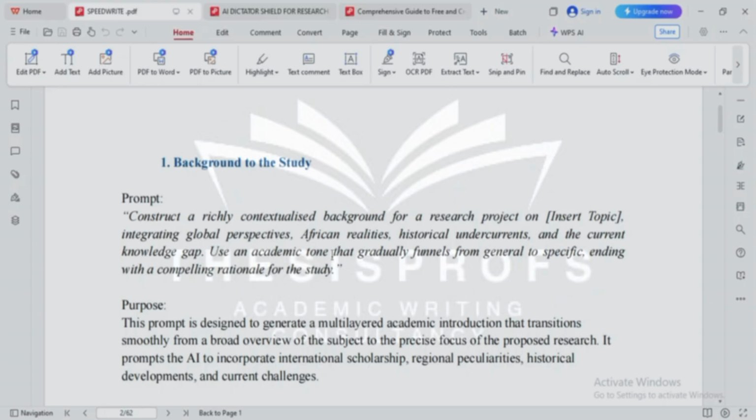Use an academic tone that gradually funnels from general to specific, ending with a compelling rationale for the study.